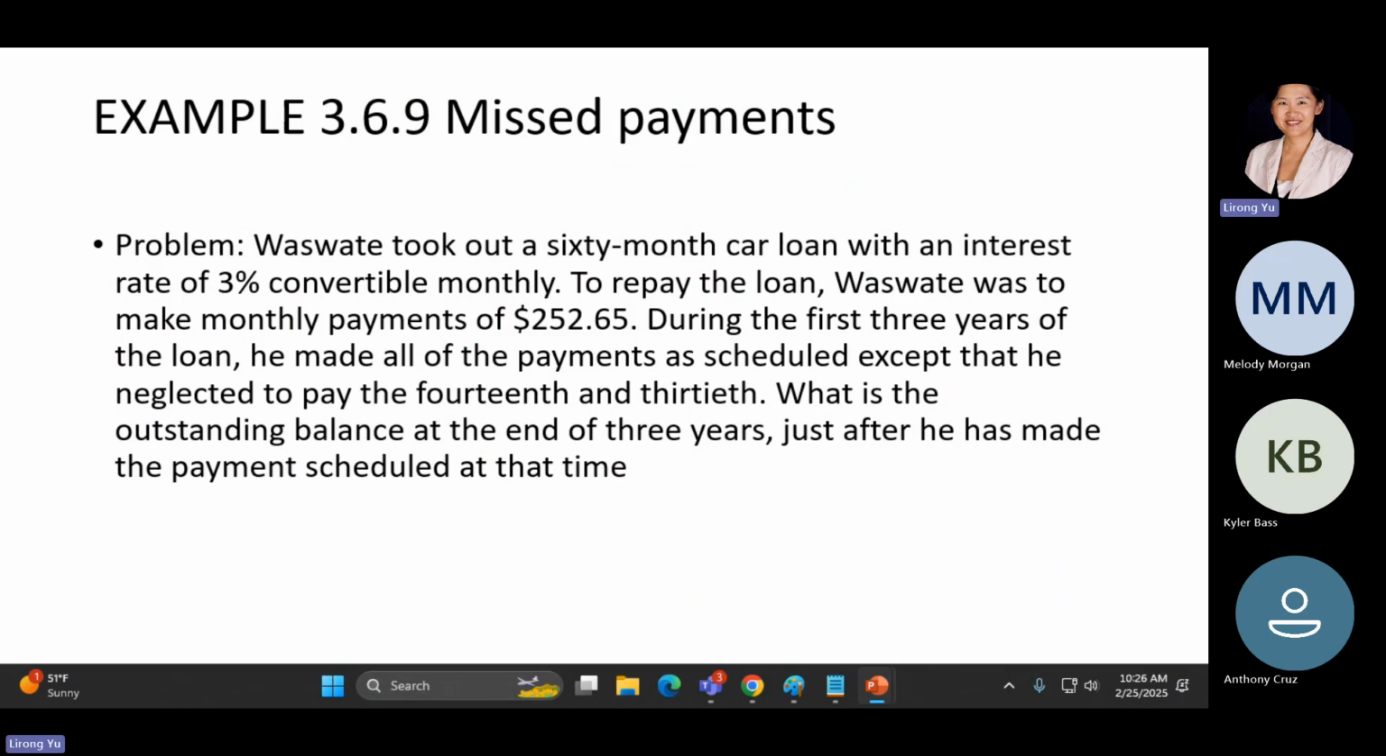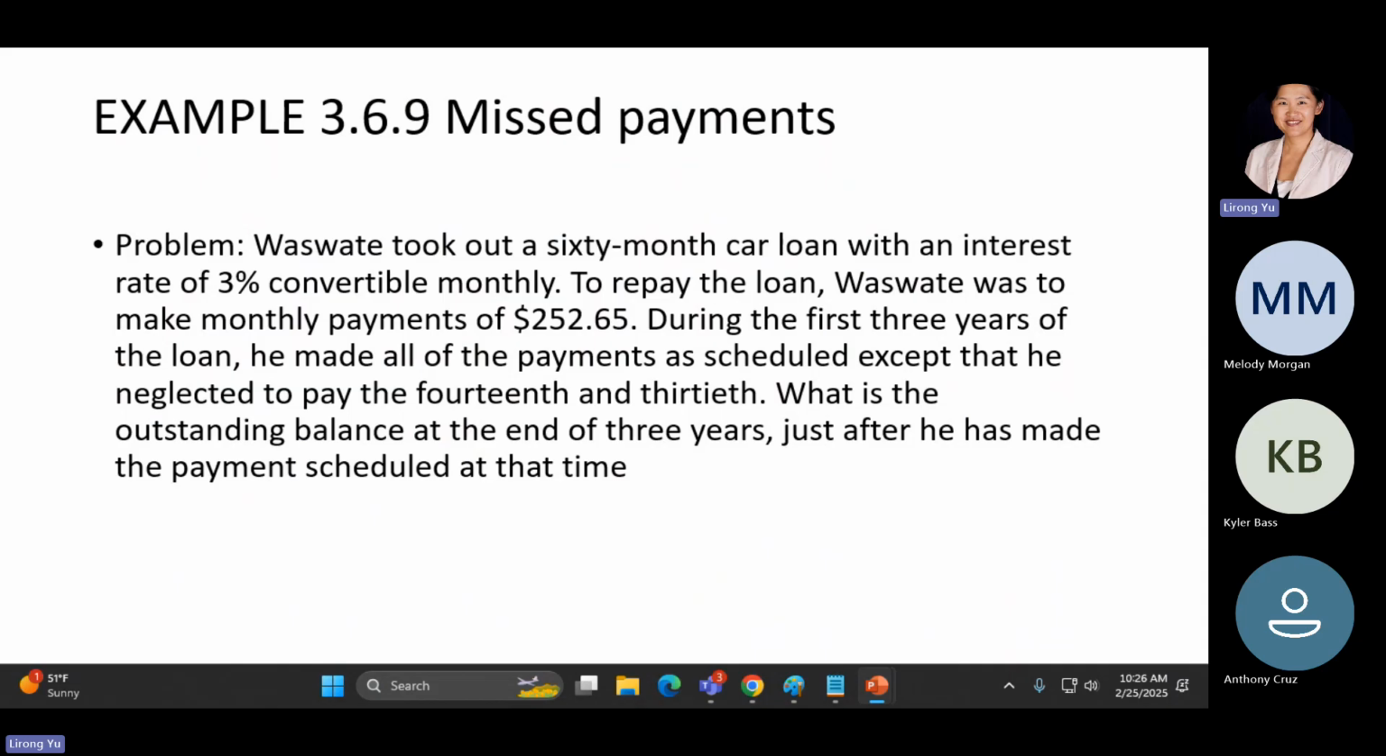Now this example is talking about a missed payment, and that can happen with a mortgage or a car loan, any kind of loan. Occasionally we miss a payment because we're careless, occasionally because we're tight on budget. So anyway, if there's any missed payment, how do we calculate the balance?